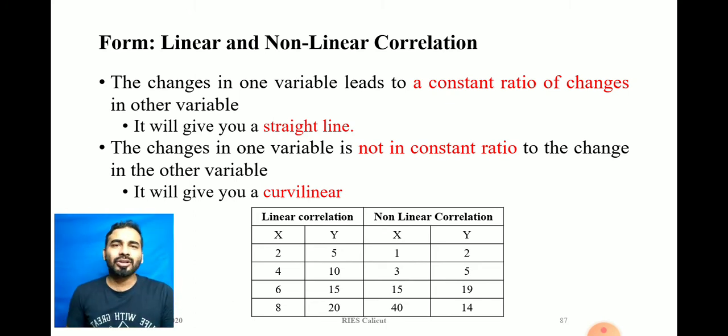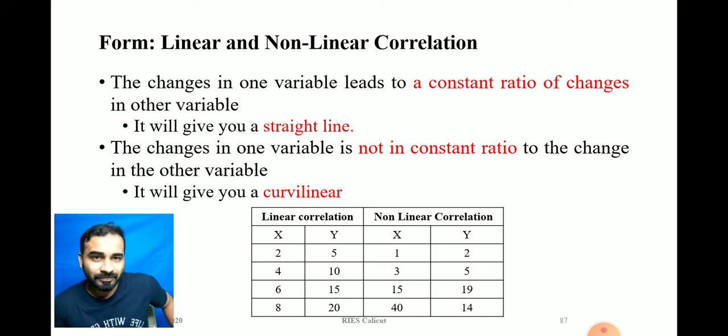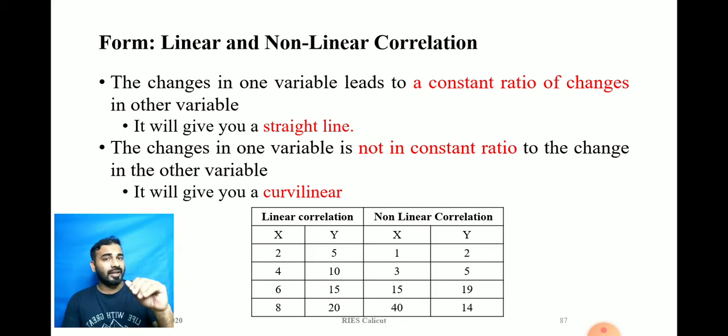Then coming to the non-linear relationship, what is non-linear? The change in one variable is not in a constant ratio to the change in the other variable. Both variables are changing, but in different ratios. If we plot this relationship, we will get a curvilinear, U-shaped or inverted U-shaped curve, whereas if we draw a graph for a linear association, we will get a straight line. So let me repeat: correlation analysis will deal with only linear association, not curvilinear association.